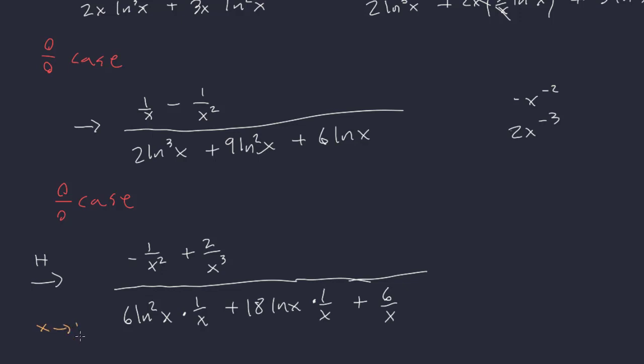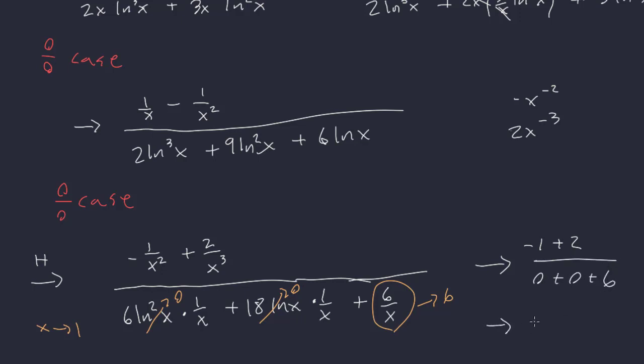All right, now we should just be able to plug in the 1. Right? If you remember, x is going to 1. So when we do that, this will go to 0, this will go to 0, but this goes to 6. So we're done finally. We'll get negative 1 plus 2 over 0 plus 0 plus 6. So we end up with 1/6 as our final answer.